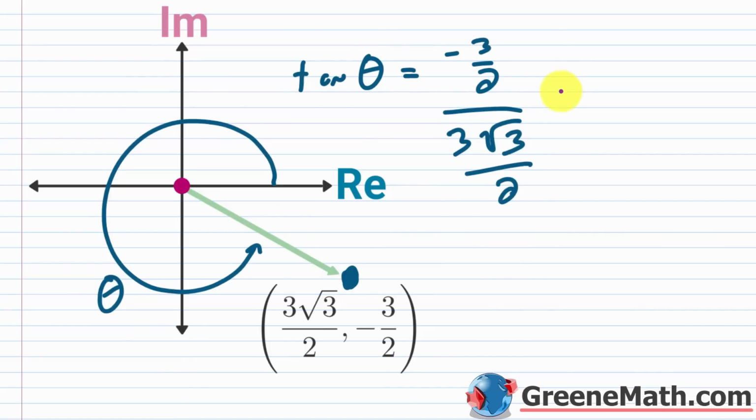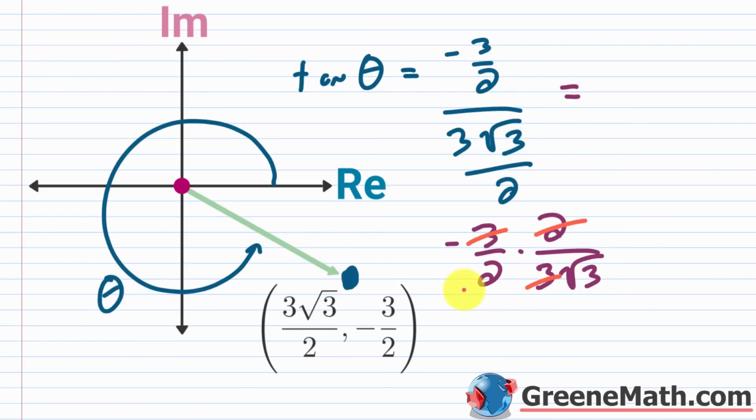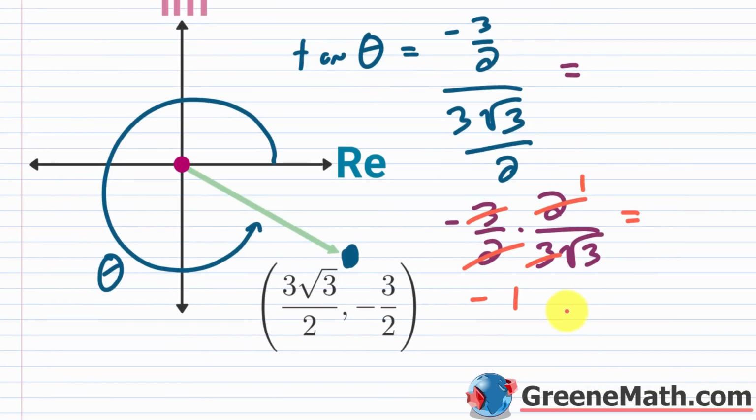So this is equal to negative 3/2 times the reciprocal, 2 over 3 times square root of 3. The 3s cancel and the 2s cancel, so this is negative 1 over the square root of 3. If we multiply by the square root of 3 over the square root of 3, this becomes negative square root of 3 over 3. We saw this earlier in the practice set. If we do the inverse tangent of this, we get negative 30 degrees.